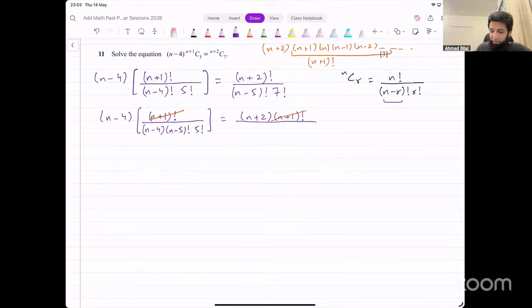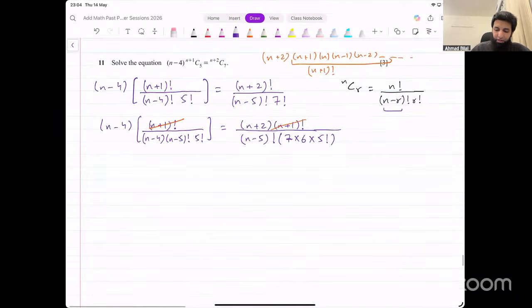On the right side in the denominator, we already have n minus 5 whole factorial, and then we have 7 factorial. Let's break it down as well. Since this is 5 factorial and this is 7, and we're not allowed a calculator, let's simplify this a bit. I could write 7 factorial as 7 into 6 into 5 into 4 into 3 into 2 into 1. That becomes 7 into 6 into 5 factorial. Okay, that's a bit tricky, but it's something that you need to be able to do. Just make sure you're not making any careless mistakes here.